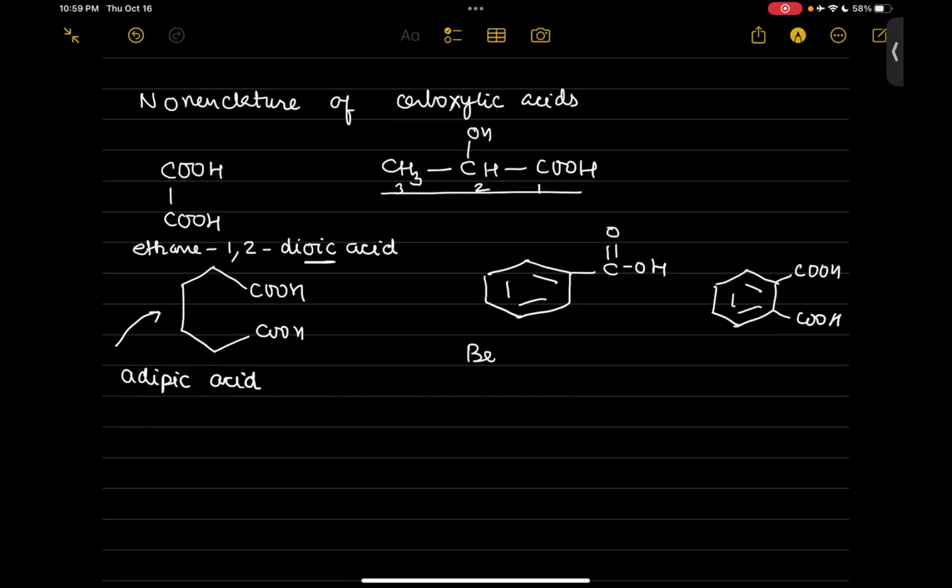This is benzoic acid. This is the common name, though it is already being used in IUPAC also. Benzoic acid, or if you want to go by the total formal name, that is benzene carboxylic acid. Got it?